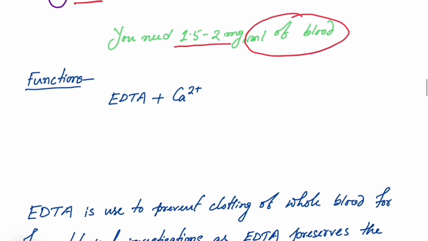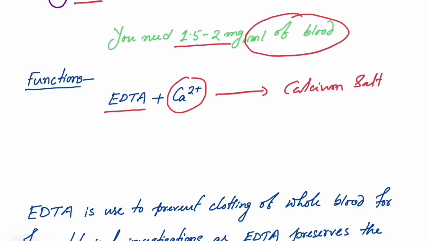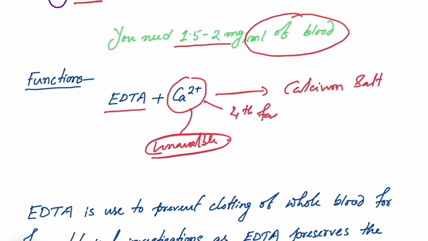What are the functions of EDTA? Already I have discussed that an anticoagulant acts on one of the clotting factors, making it unavailable, and it will stop the clotting process. How does EDTA work? EDTA binds with the calcium ion and forms a calcium salt. The calcium ion becomes unavailable in the blood. Calcium is the fourth clotting factor. If the fourth clotting factor is unavailable, the clotting process will not proceed further.